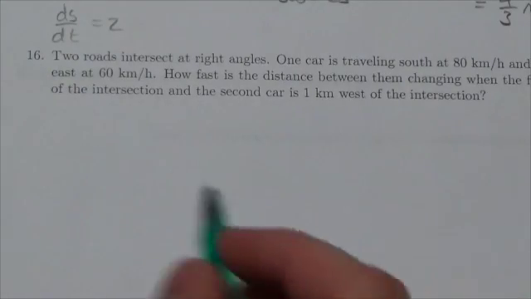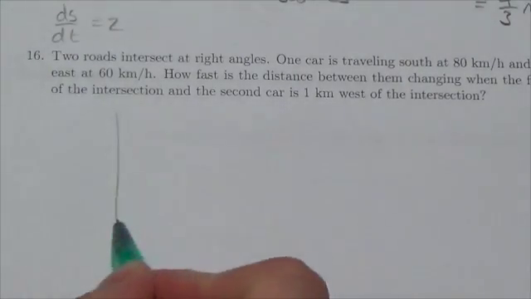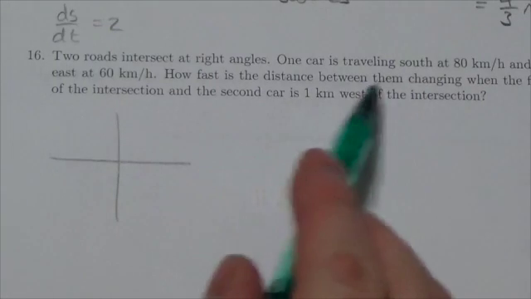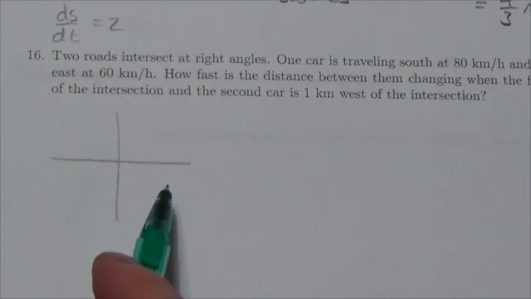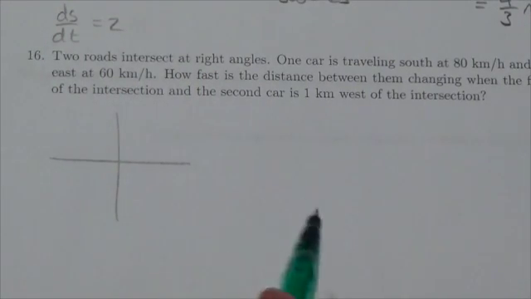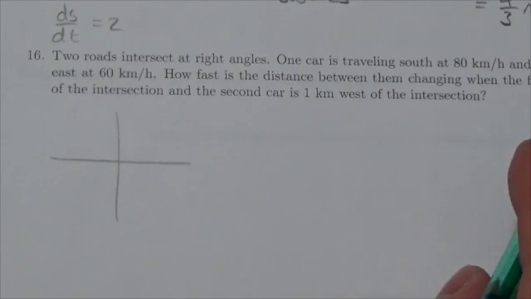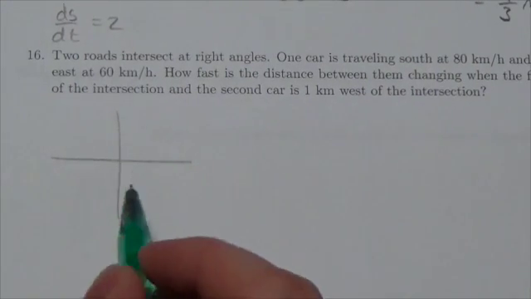This is question 16. Here's another classic question from calculus. Two roads are intersecting at right angles. Let's just draw that out. One car is traveling south at 80 kilometers per hour and the other is traveling east at 60 kilometers per hour. How fast is the distance between them changing when the first car is 2 kilometers south of the intersection? So here's that intersection right there.